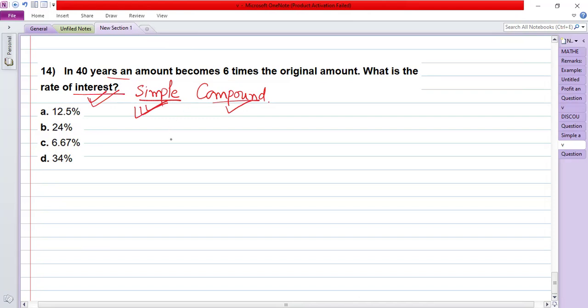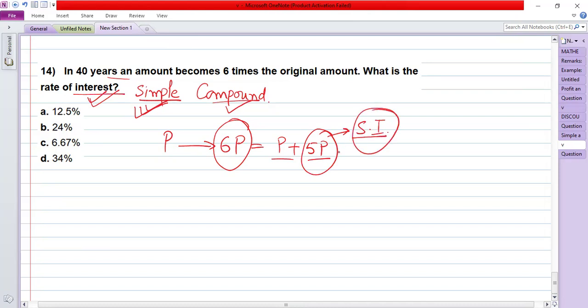So here the amount P becomes 6P in 40 years. Now, what is this 6P? Obviously, this will be P plus 5P. So what is this 5P? This is the simple interest, and this simple interest is for 40 years. Means the 5P is equal to P into the rate into T divided by 100.